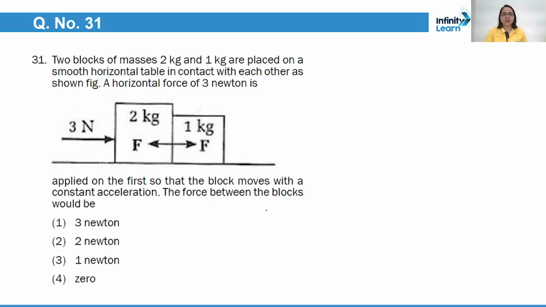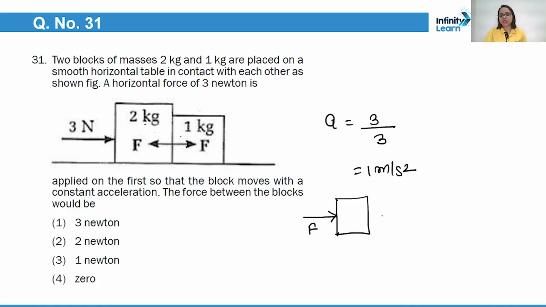Next is question number 31. So we have two blocks, 2 and 1 kilogram, and 3 Newton force applied on the system. So acceleration will be total force divided by total mass, that is 1 meter per second square. We need to find the normal reaction between 2 and 1. So let's look at 1 kilogram. So this normal reaction over here is responsible for providing acceleration to this 1 kilogram. So normal reaction is equal to mass of 1 kilogram into acceleration, which is 1 Newton only. So the correct answer is option 3.